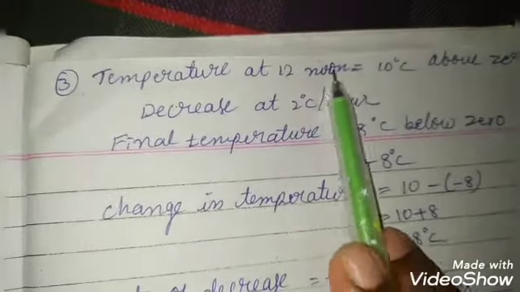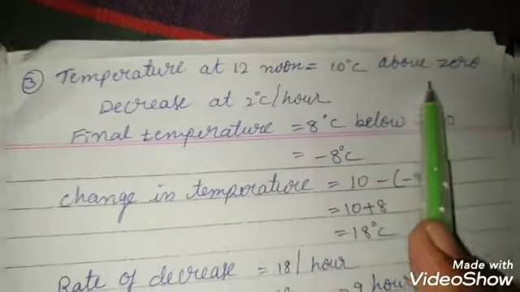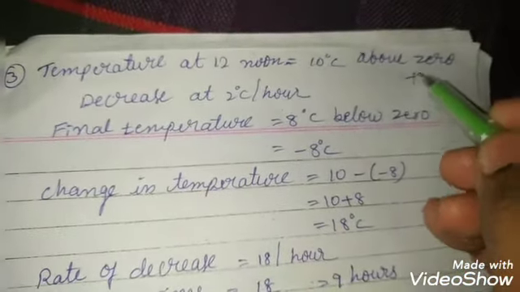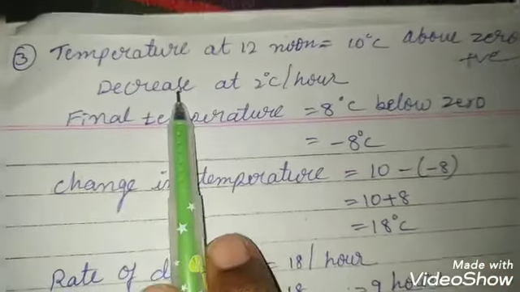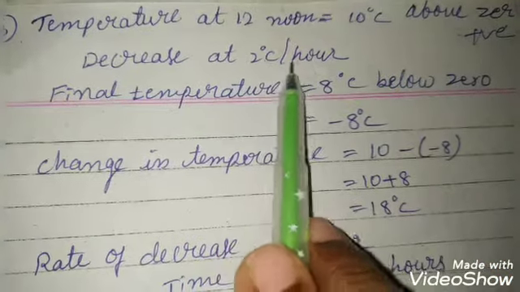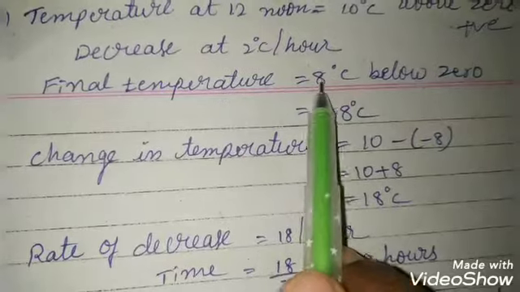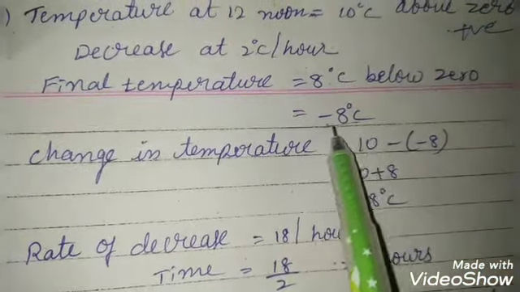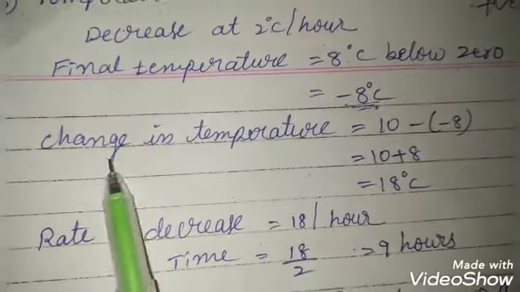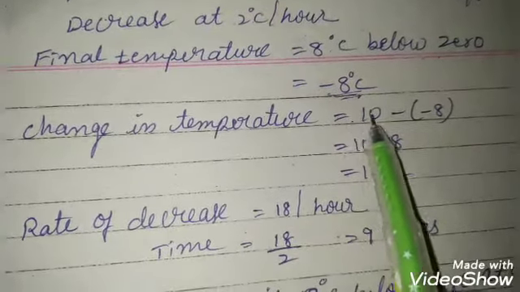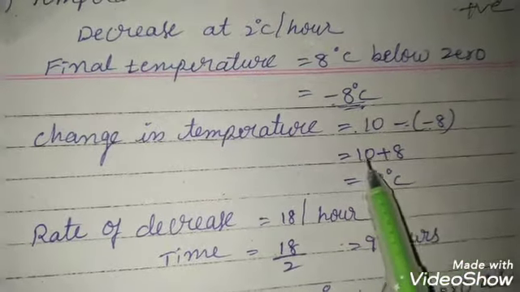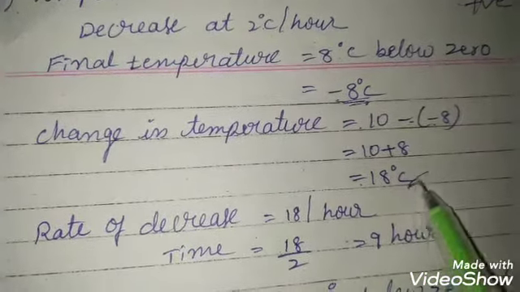The temperature at 12 noon is 10 degrees Celsius above zero. Above zero means positive. Decrease at 2 degrees Celsius per hour. Final temperature is 8 degrees Celsius below zero. Below zero means minus 8 degrees Celsius. Change in temperature is equal to 10 minus minus 8. So minus into minus is plus. 10 plus 8 is equal to 18 degrees Celsius.